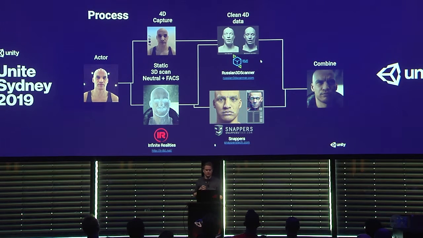And then, of course, there's the great cleanup phase. So once you've got your data, such as your photogrammetry data of the face, they had to go in and clean up any extra scan pieces that basically didn't make sense. And they used this Russian 3D scanner company to process a lot of that data very quickly. And they use this tech called Snappers, which they use for pretty much all their projects, to convert the FACS poses into blend shape data.